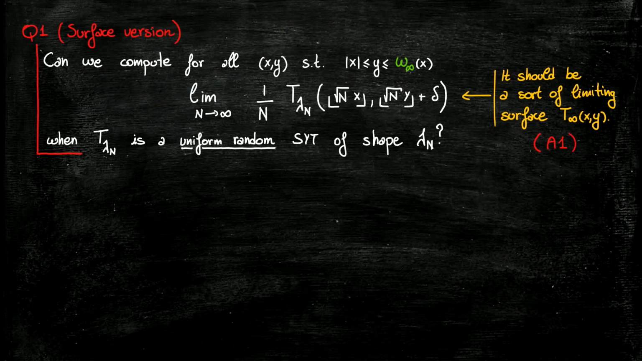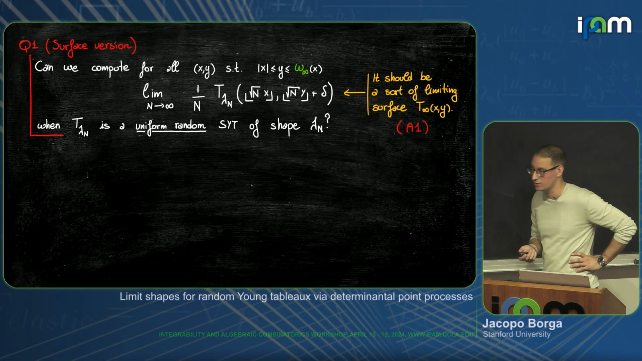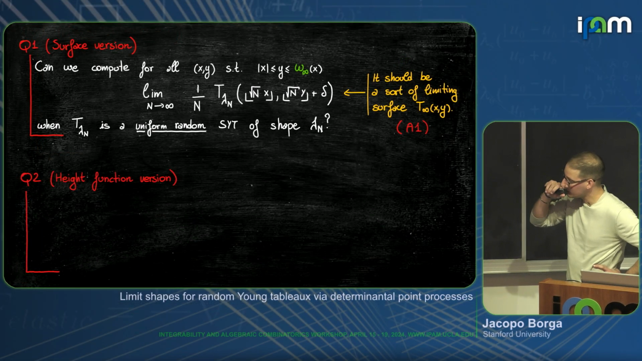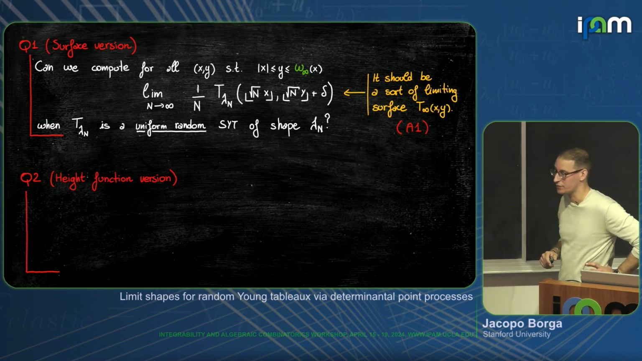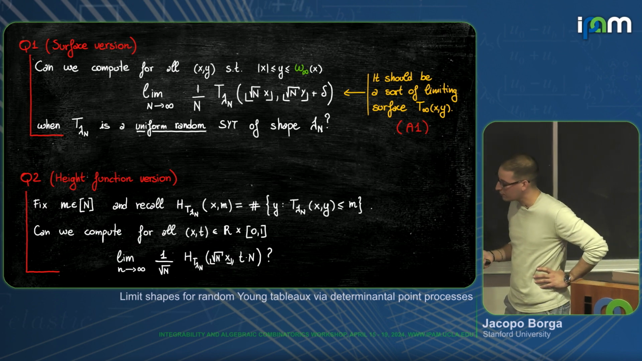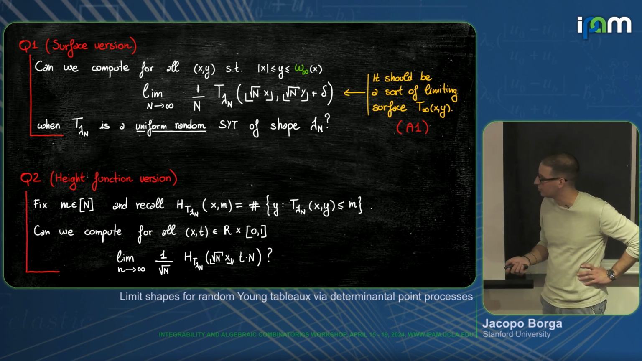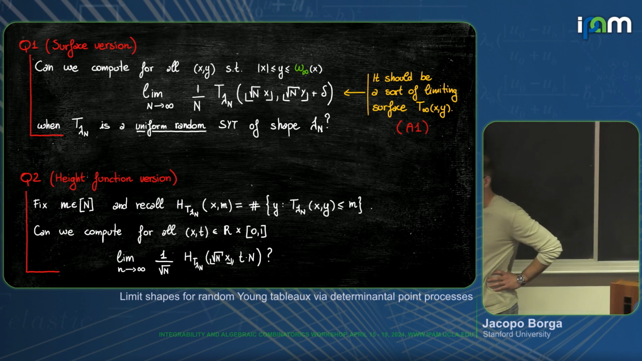OK. So here it's exactly the same question, I just copied and pasted. And this, I will call it the surface point of view of the question. And then you have the analog, the height point of view question: can you compute the scaling limit, or this analog limit, for the height function?